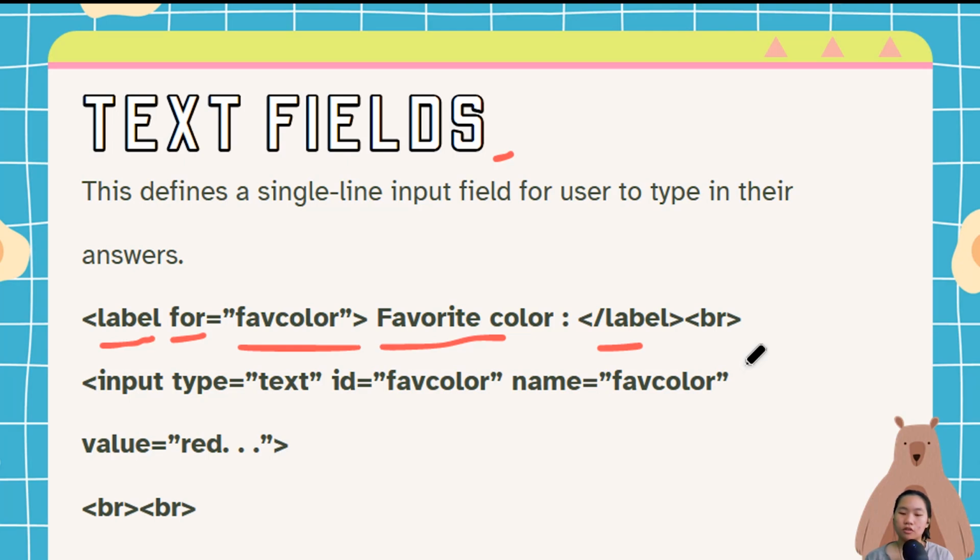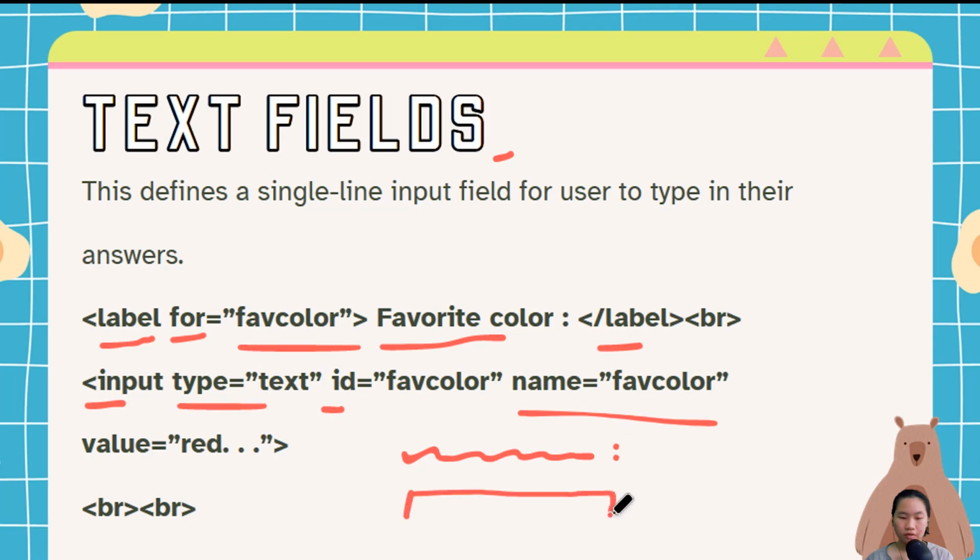And you do need to put a line break, otherwise the label is going to be on the same line. So if that's your thing, you can just omit the line break. And next up is the input, type is text. Then you have the ID, and the name is favorite color. Okay, the value is red. So I have the label up here, type in something, and then I have the text field, single line. And before the user types in, I'm just going to put red.